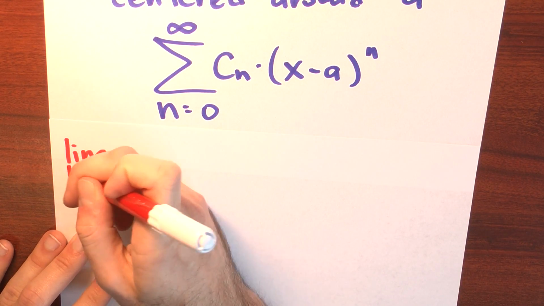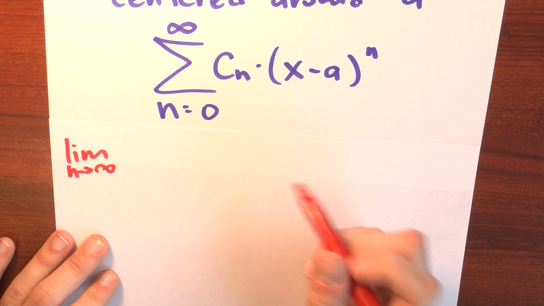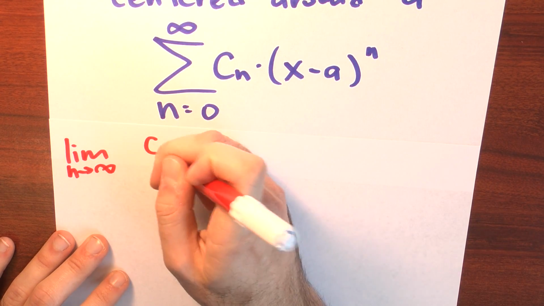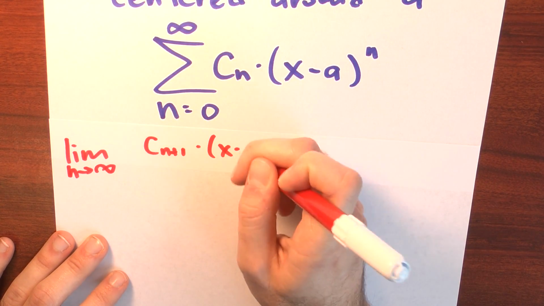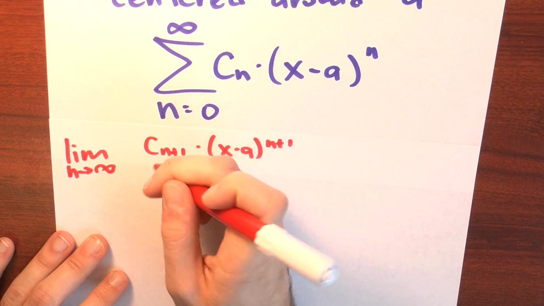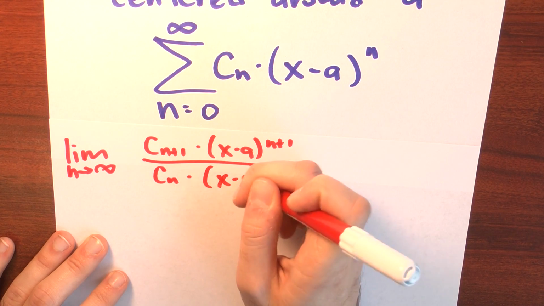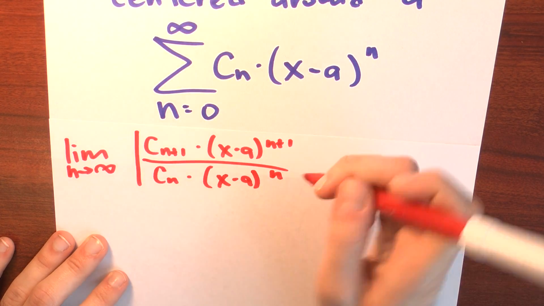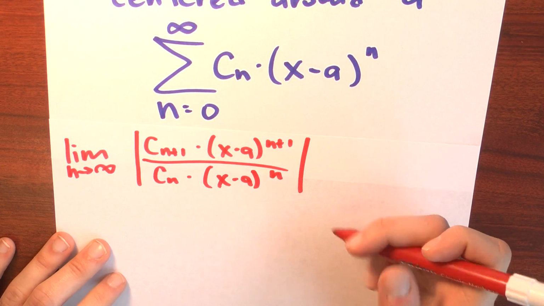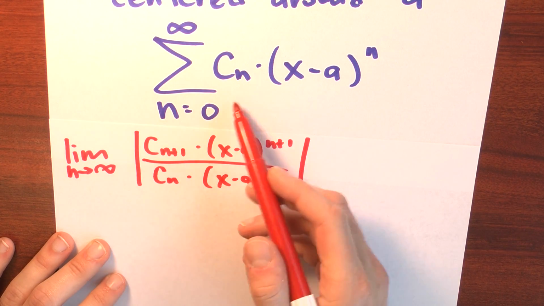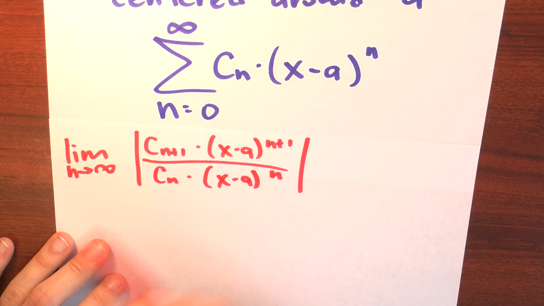Well, it asks me to look at the limit as n approaches infinity of the absolute value of the n plus first term, c sub n plus 1 times x minus a to the n plus first power, divided by the nth term, which is c sub n times x minus a to the n. And I've got absolute value bars here because I'm really applying the ratio test to the sum of the absolute values. I'm using it to analyze absolute convergence. Okay, well, what's this limit?